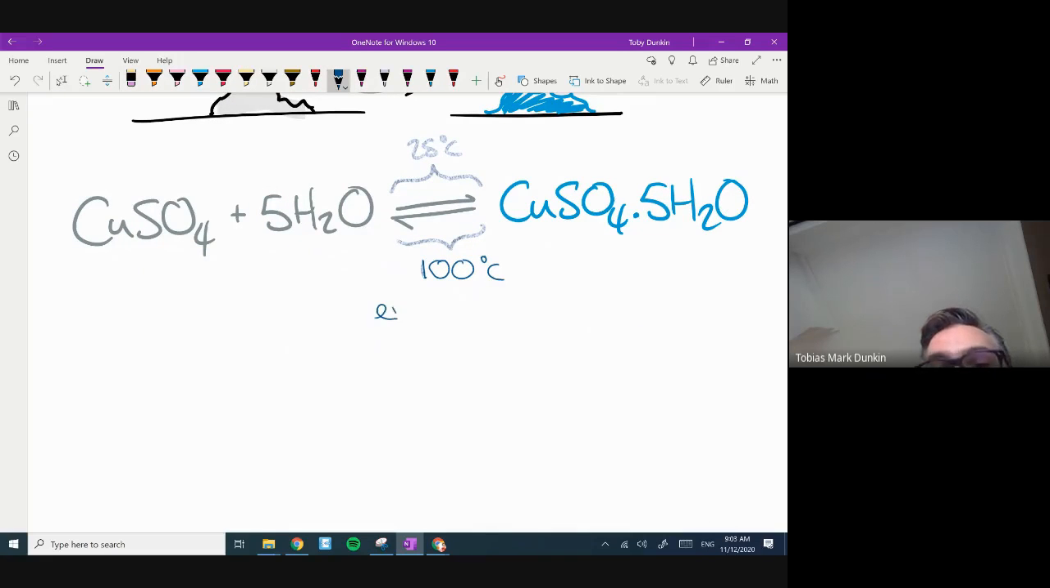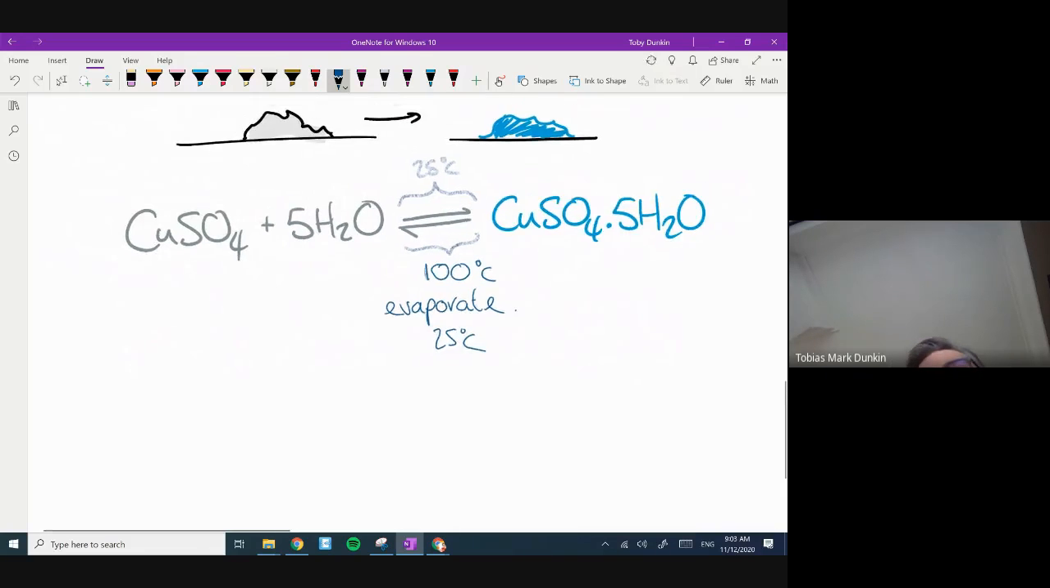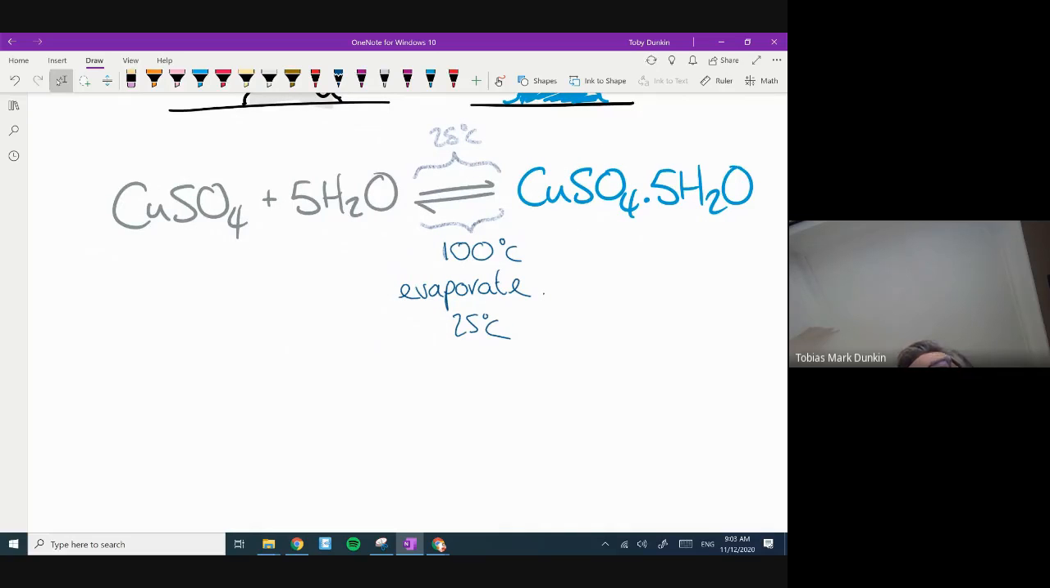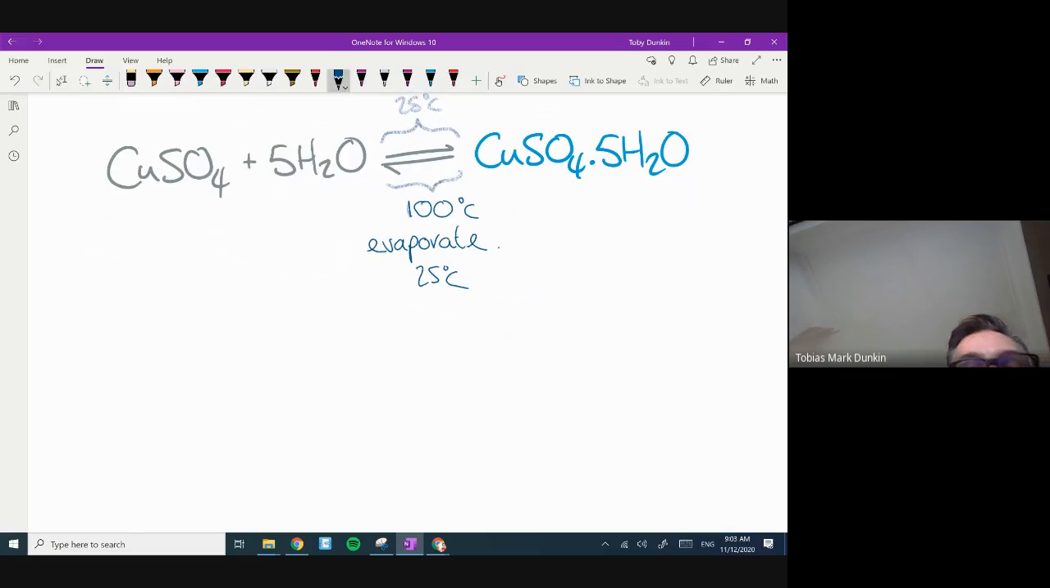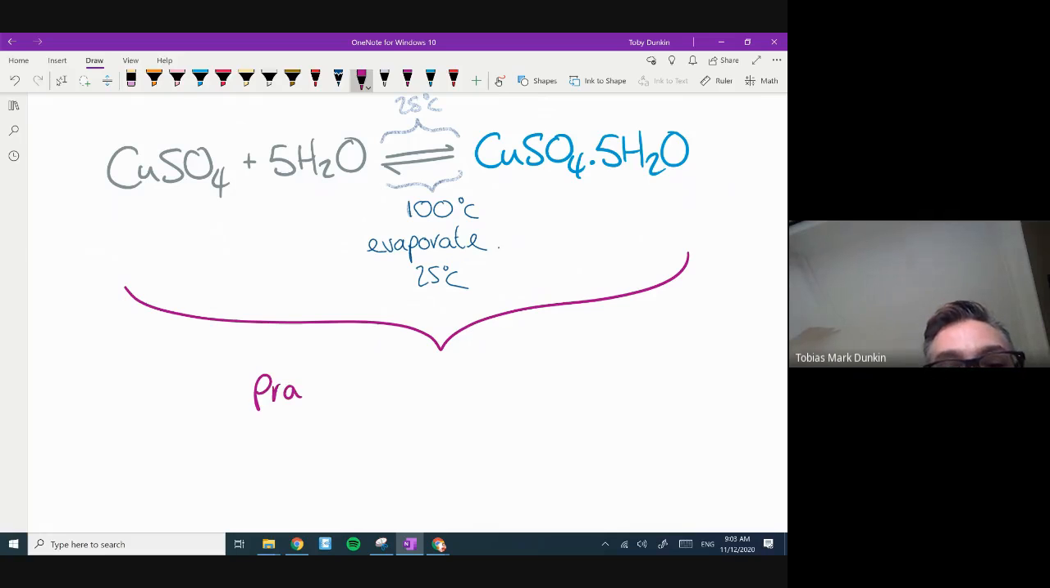Evaporate. Yes, well done. Great job. It's going to evaporate. So the backward reaction can occur at 25 degrees Celsius, but we just don't tend to really talk about it since, if you wanted to dry it out, you're probably just going to evaporate it. That practical, by the way, we use here. It's nice for me to mention calculations at this point. This practical has a particular use in calculations. The practical here is empirical formula.